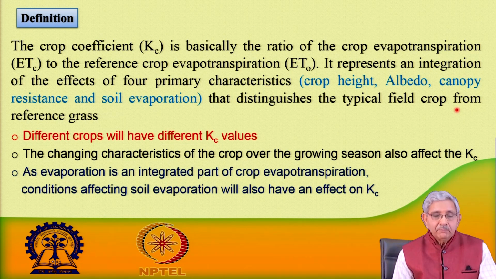Different crops have different Kc values, and the changing characteristics of the crop over the growing season also affect the Kc value. As evaporation is an integral part of evapotranspiration, conditions affecting soil evaporation, such as the moisture content of the soil, whether it is a plowed soil or an old soil that is already leveled, influence the Kc value.